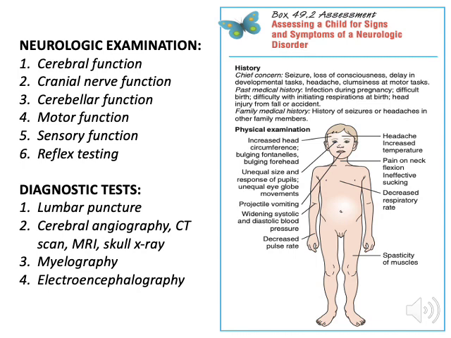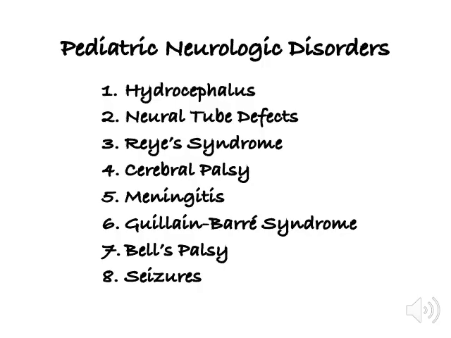And fourth is electroencephalography or EEG. This test measures the electrical activity of the brain. So box 49.2 shows a child with signs and symptoms of different neurologic disorders. All throughout our discussion, we will be tackling these different signs and symptoms. So these are the different neurologic disorders that we will discuss.